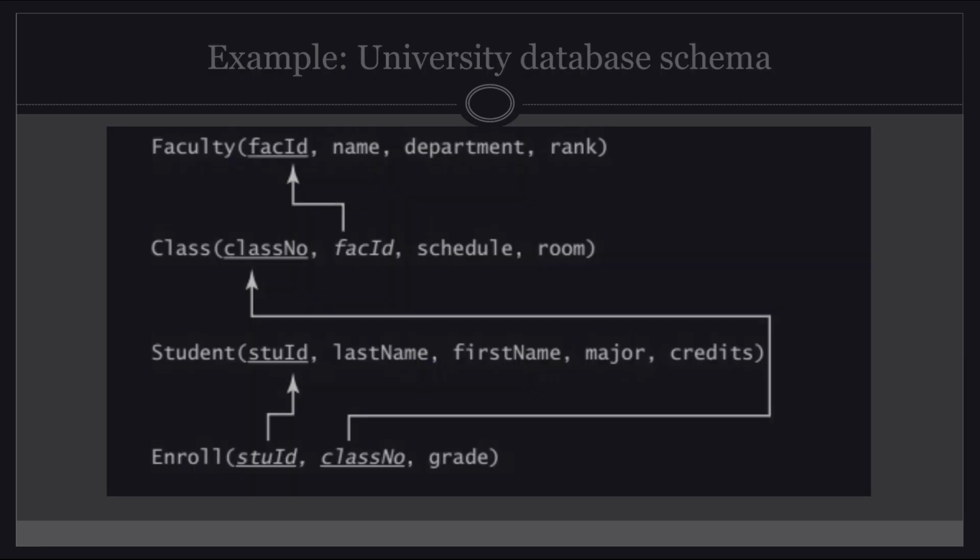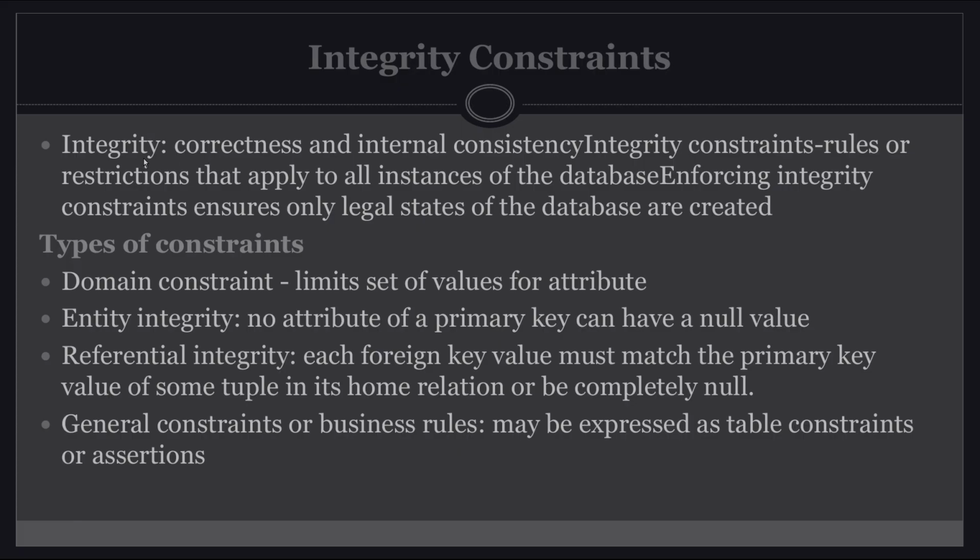Moving on to the integrity constraints. Integrity refers to the correctness and internal consistency of the database. Integrity constraints refer to rules or restrictions that apply to all instances of the database. So no matter how the database's state changes, no matter what values it can have in the records, the constraints are always going to be met. The restrictions are always going to be applied. Finally, enforcing integrity constraints ensures only legal states of the database are created.